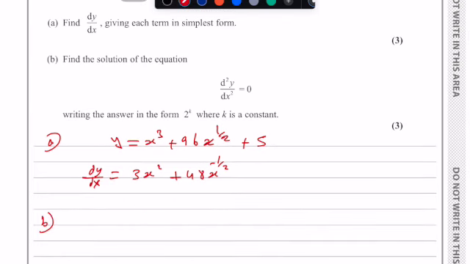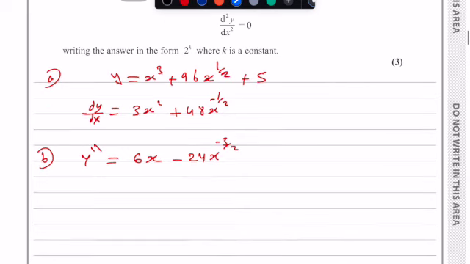Piece of cake. Going to number 2, d2y over dx squared equals 0, which is the second derivative. First, find the second derivative. Differentiate the first derivative again. It will be 6x, and 48 times negative half will be negative 24x to the power of negative 3 over 2. When you solve an equation like this, it will be 6x minus 24 divided by x to the power of positive 3 over 2 equals 0.